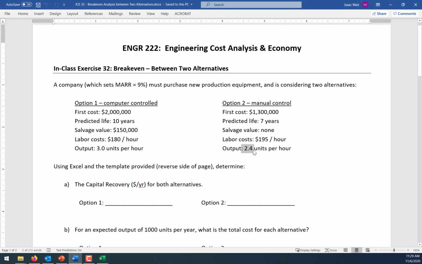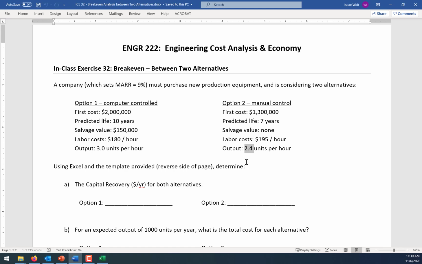Whereas option 2 is a slower machine. If you need a certain number of items made, option 2 is going to take longer because it can only make 2.4 units per hour under manual control. So option 1 is better in every way except that higher first cost.